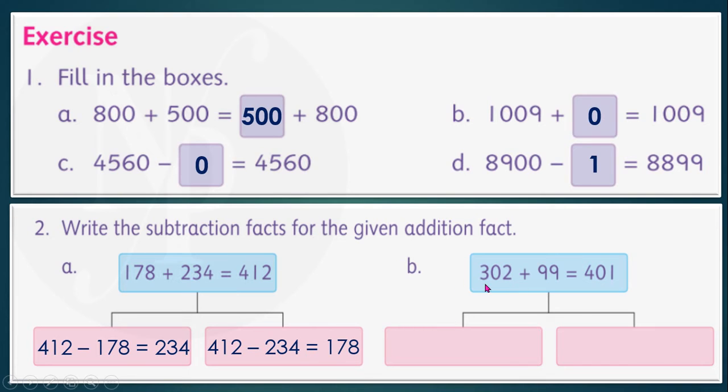For the other question, here we have 302 plus 99 is equal to 401. The subtraction fact will be 401 minus 99 is equal to 302. Another subtraction fact will be 401 minus 302 is equal to 99.